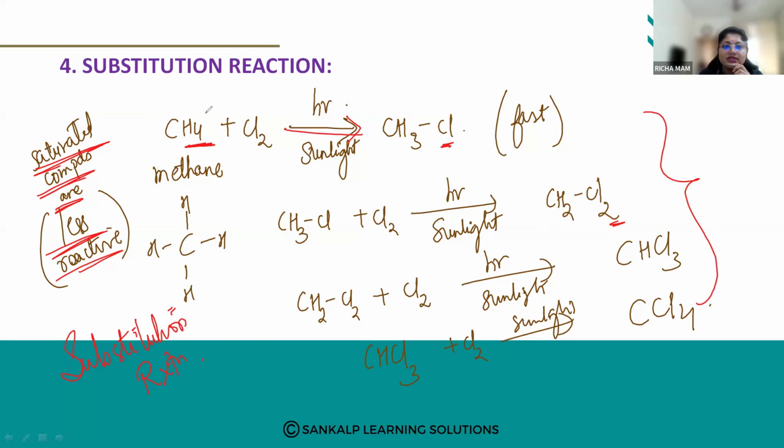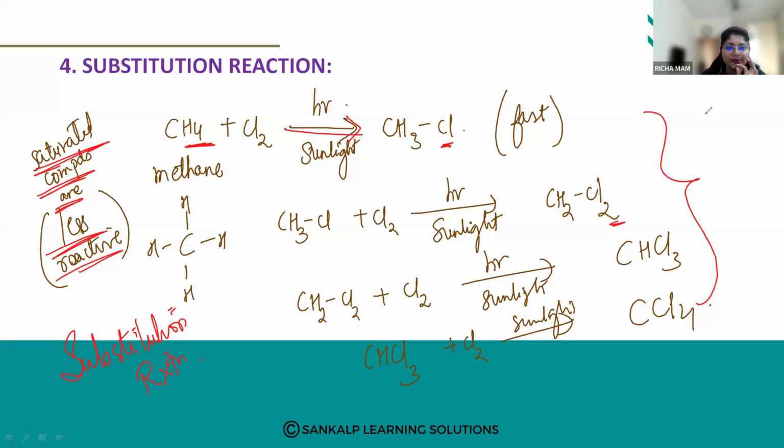So this is called a substitution reaction. Substitution means one of the atoms is replaced, or substituted, by another atom. And here this reaction is very fast. In the presence of sunlight, chlorine is added to the hydrocarbons in a very fast reaction.